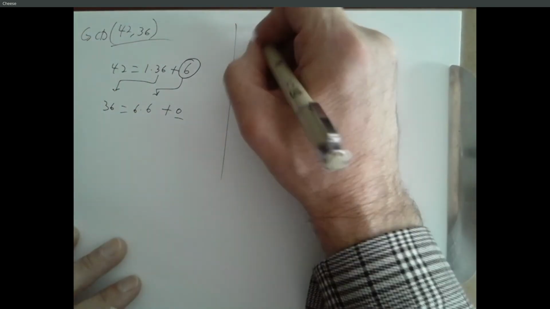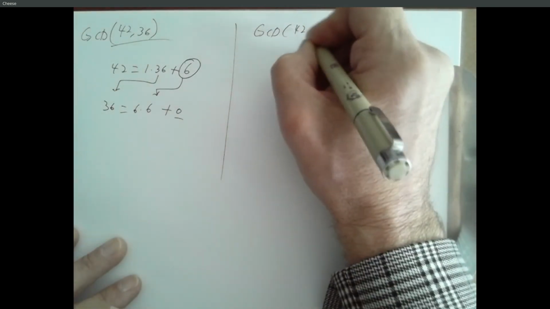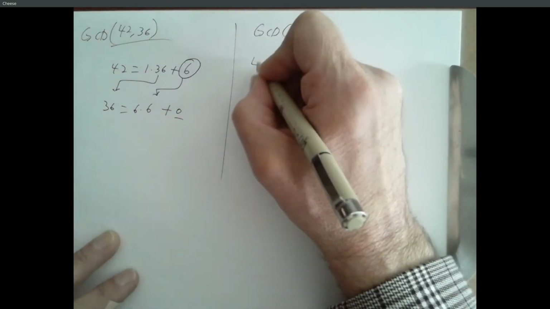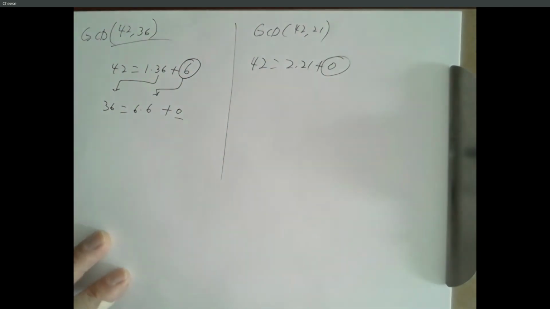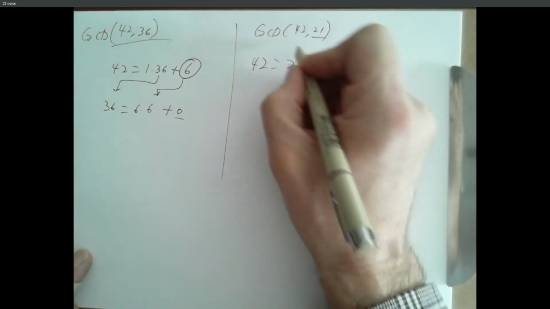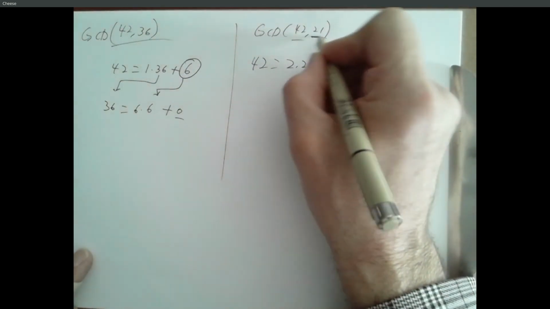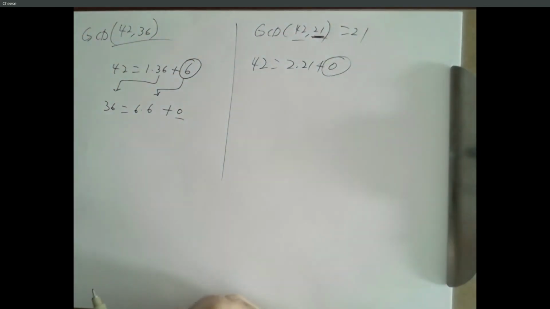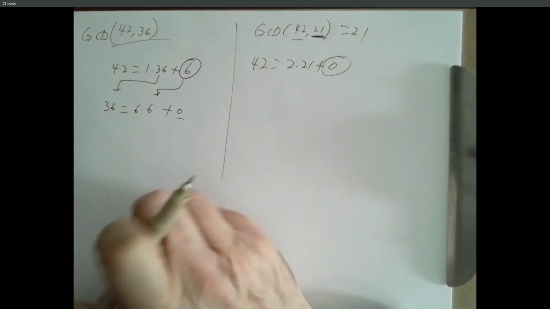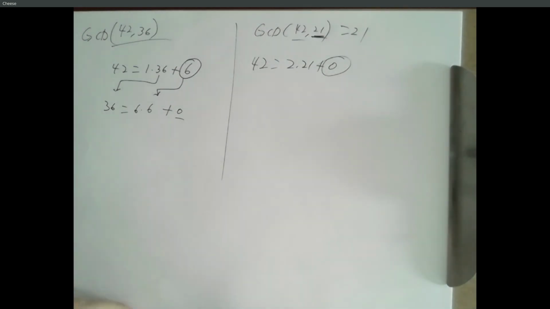And if it just so happens that when you start doing this the first time, you get a 0 right away, right? That tells you that this number divides that number, so the smaller number is the GCD. Right, that's like the easiest case to find the GCD, where one number's a factor of the other.